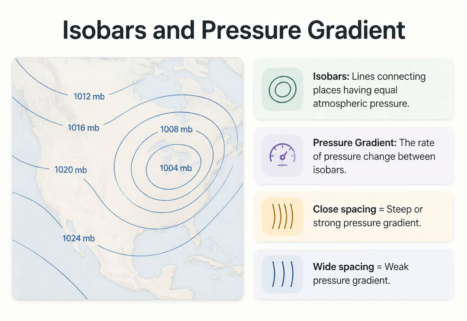To visualize these pressure differences on a map, meteorologists use isobars. Isobars are simply lines connecting locations that have the exact same atmospheric pressure. By looking at the spacing between these lines, we can determine the pressure gradient, which is the rate at which pressure changes over a distance. If the isobars are packed closely together, it indicates a steep or strong pressure gradient, meaning pressure is changing rapidly. If they are spread far apart, the gradient is weak.